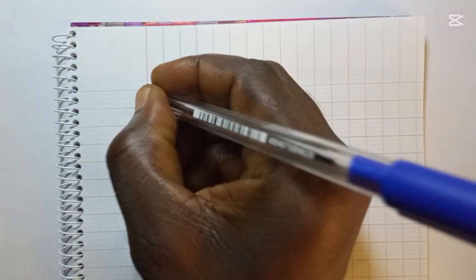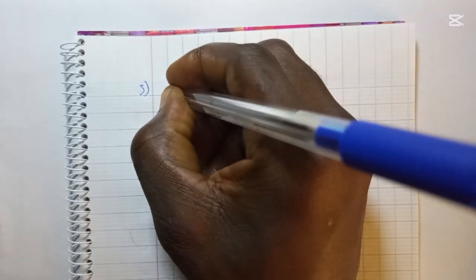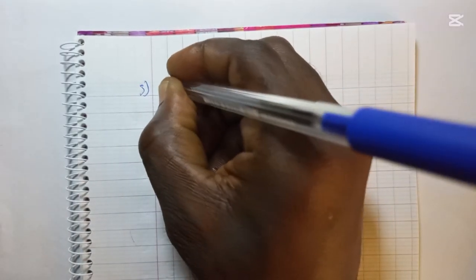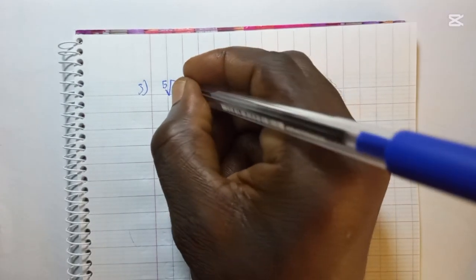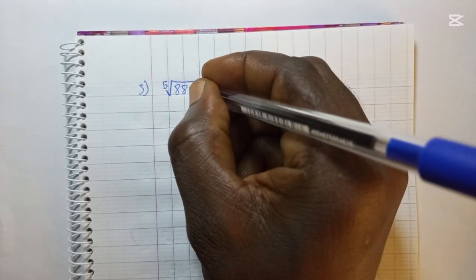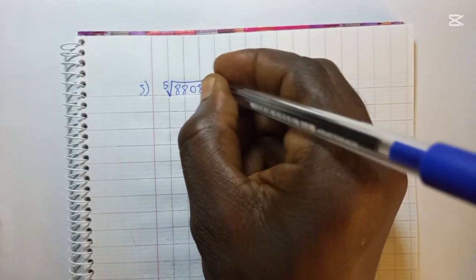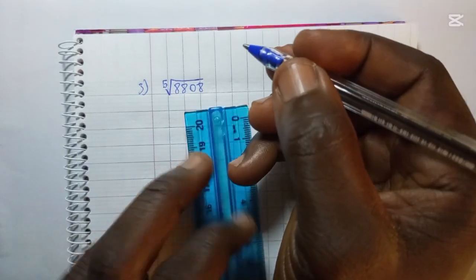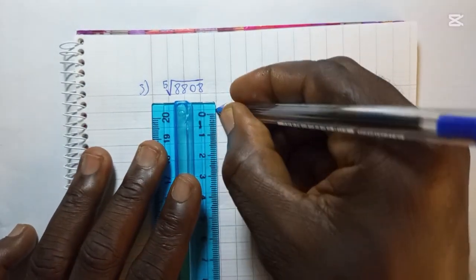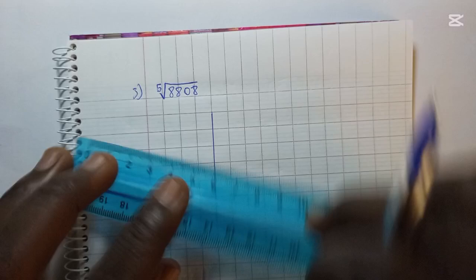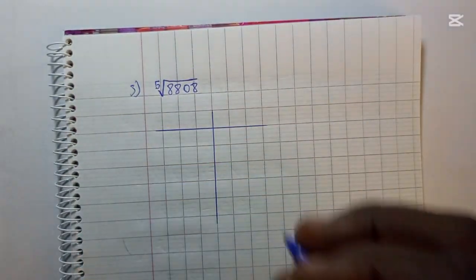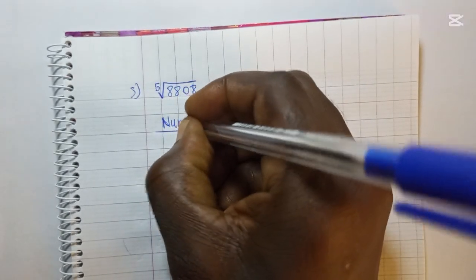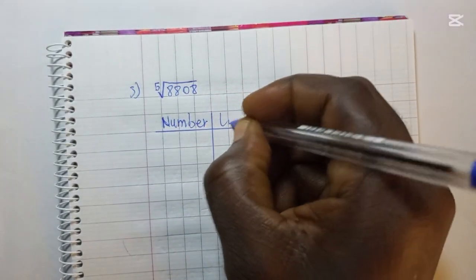For number 3, we have to evaluate the fifth root of 8,808. So also follow step by step. Do our work again, step by step.